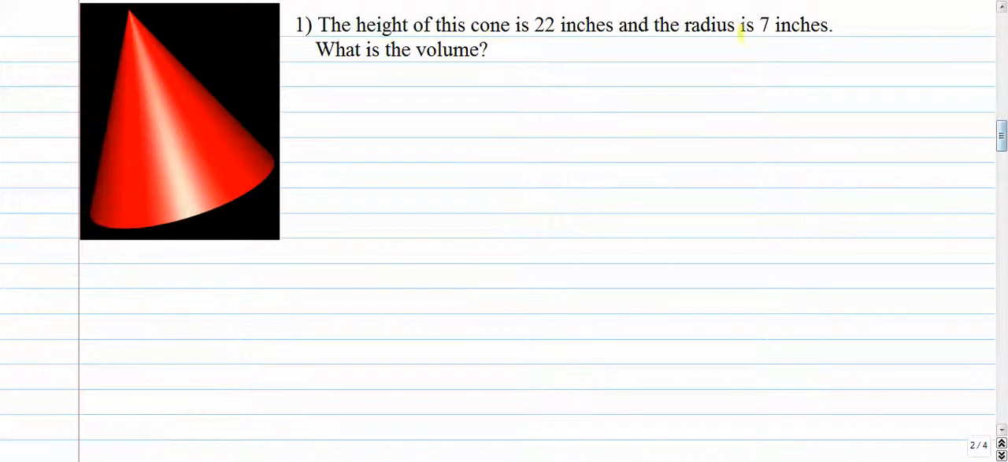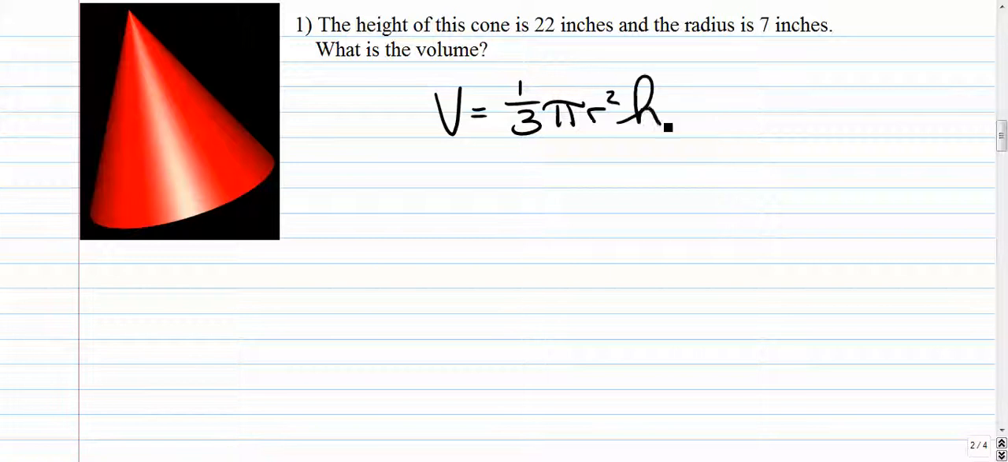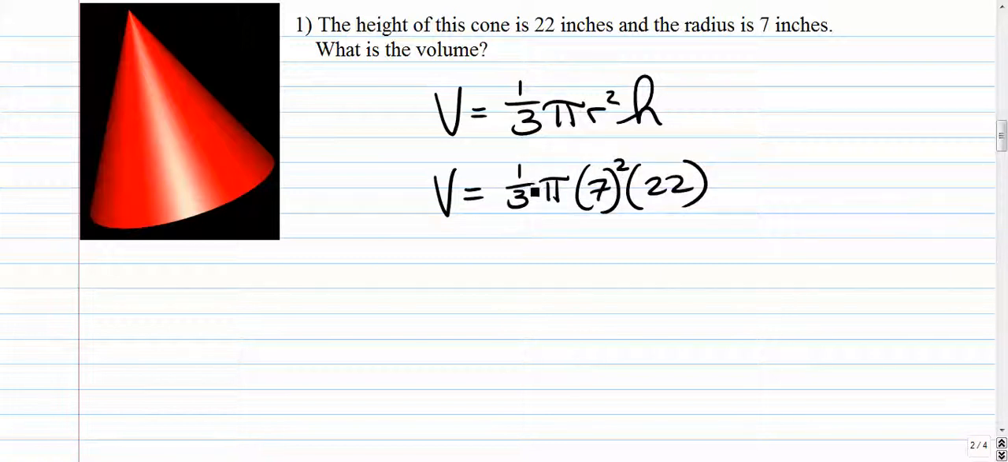Number one. First example is 1/3 pi r squared times h. The problem's telling us that the height is 22, the radius is 7. So everything that we need is given here. All we need to do is go to our calculators. We go 7 squared times 22 pi, and then divide that whole thing by 3. We get 1128.879.